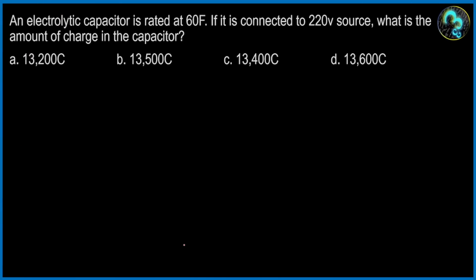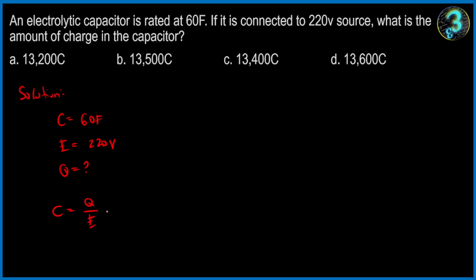Okay, so we have here isang halimbawa. An electrolytic capacitor is rated at 60 farad. It is connected to a 220 volt source. What is the amount of charge in the capacitor? So, yung hinahanap po dito is yung charge. Solution. Our given, una is the capacitance, which is 60 farad. Then the voltage is equal to 220 volts. Yung hinahanap po is yung charge. Capacitance is equal to charge divided by the voltage.